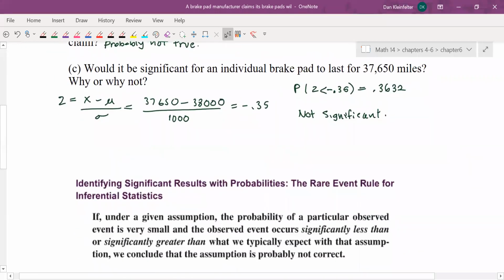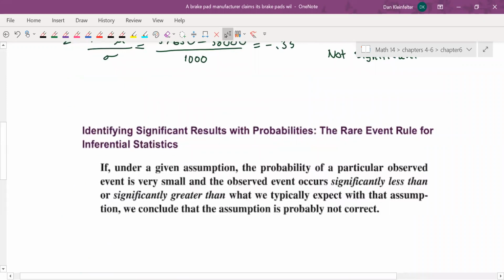So what this has to do with, and what we'll spend more time on, is the rare event rule for inferential statistics, which we've seen before, but is worth repeating here. It says, if under a given assumption, the probability of a particular observed event is very small, and the observed event occurs significantly less or significantly greater than what we typically expect with that assumption, then we conclude that the assumption is probably not correct.